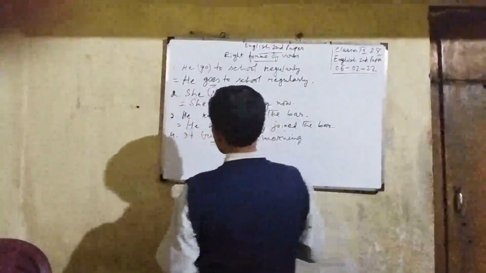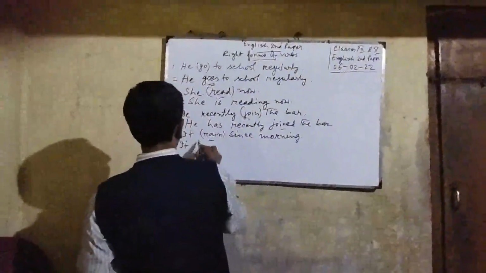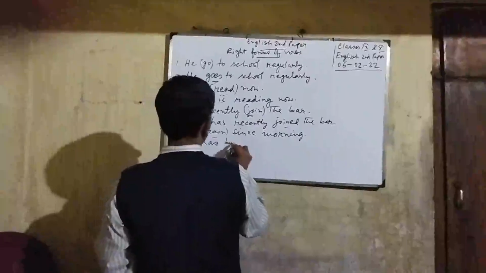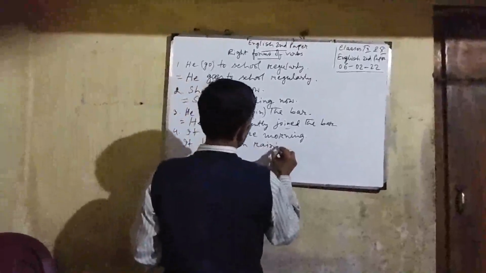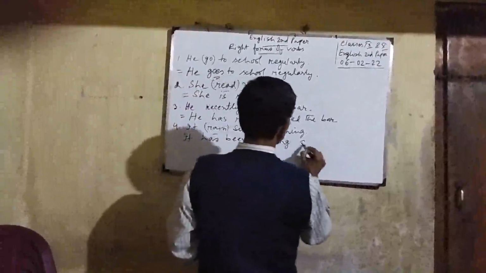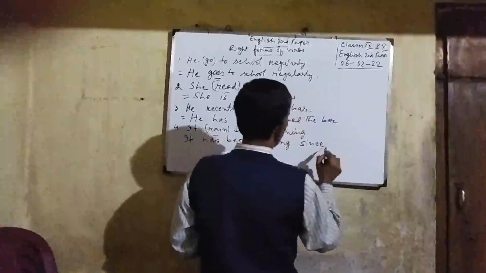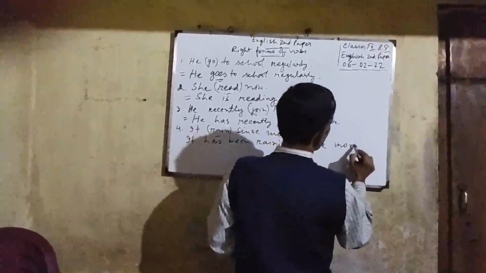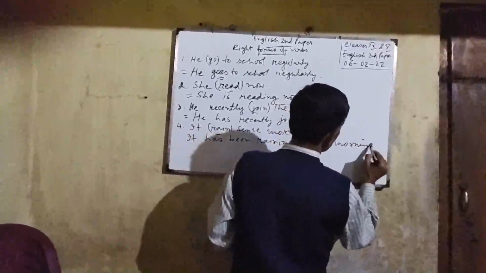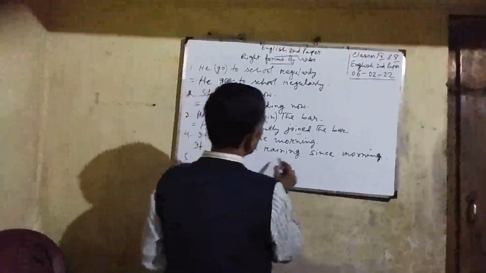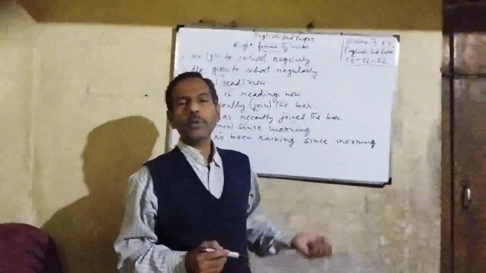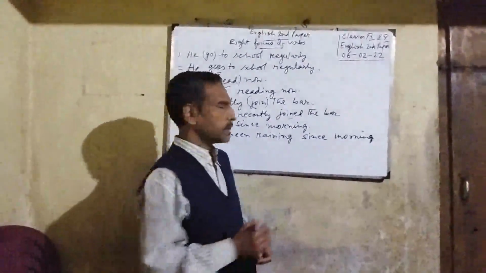So we will write here: it has been raining since morning. Subject, has been, verb plus ing. So it is present perfect continuous tense.